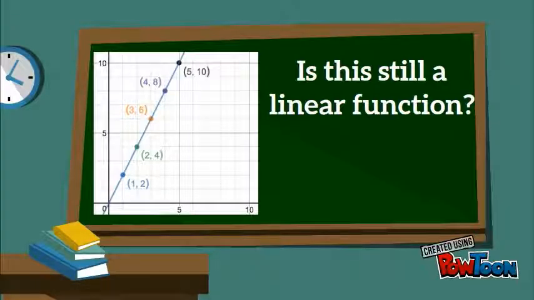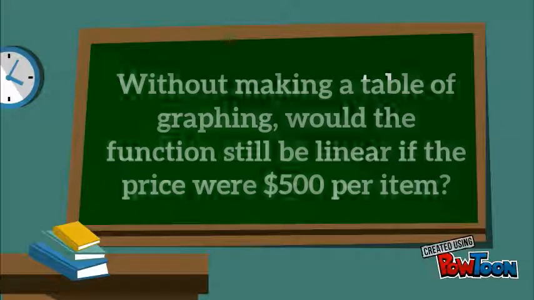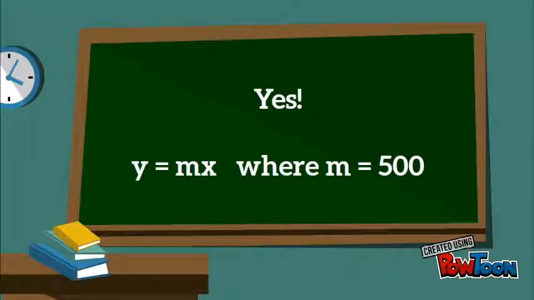Here's my question to you. Is y = 2x still a linear function? Pause the video and write down why or why not. Without making a table or graphing like we did before, would the function be linear if it were $500 per item? Pause and record your answer. The answer to the two previous questions is yes. The reason is that both have a constant rate of change denoted by m.